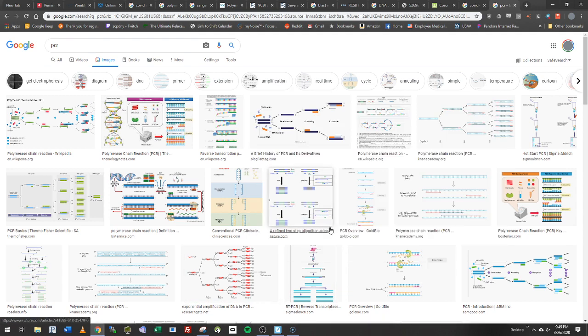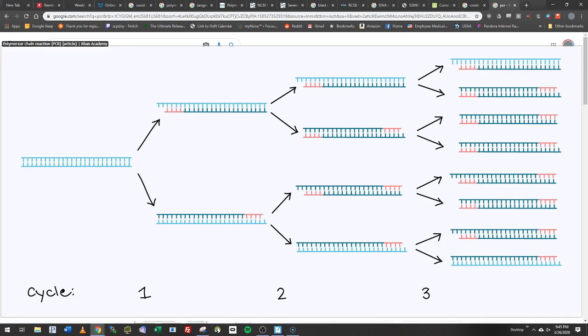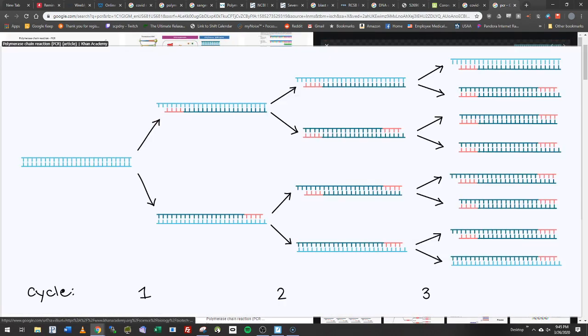I think I want this one. Okay, so here's what this would look like after cycle number 1. I would split it open, and I would end up with 2 pieces of DNA.